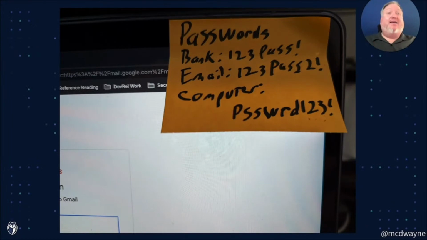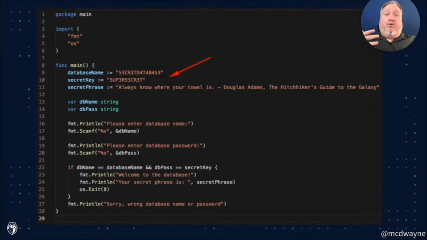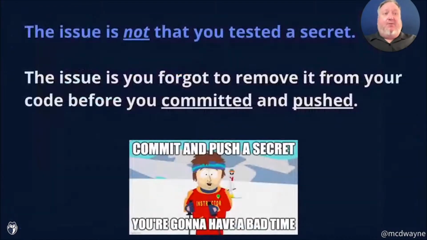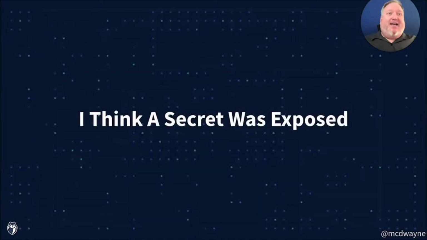So everybody agrees, don't do this. This is a bad idea. But we keep doing this. And I think it's not malicious. I think sometimes you just got to test if the API is working. Is the database credential correct? This is a quick way to do that. The problem isn't that we do that. The problem is that we forget to take it back out and then we commit that and we push that. Then you're going to have a bad time.